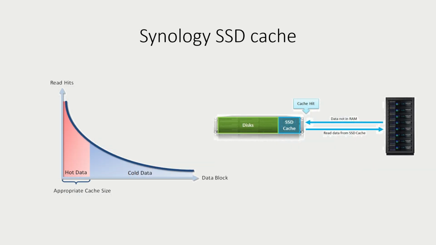So in the case of an SSD cache, the idea is that the Synology system is going to automatically analyze the workloads, the patterns, and it's going to identify what is hot data, files that are constantly, frequently being written and read from the storage, and it's going to keep them on a pool of SSDs, and then anything which is cold data, it keeps on the hard drives because it doesn't need the same level of performance.